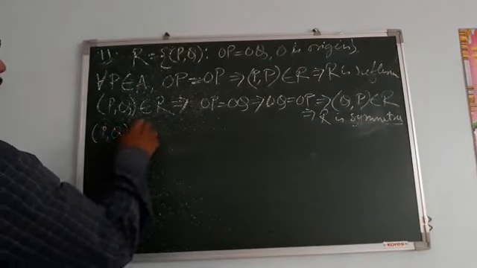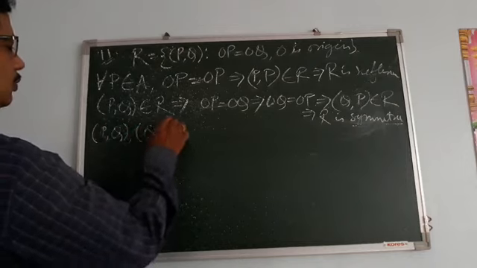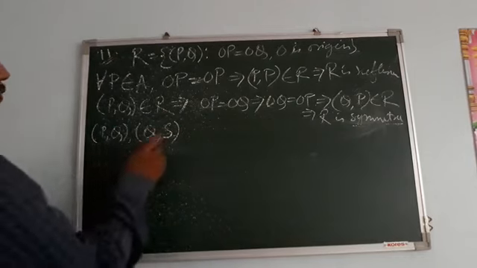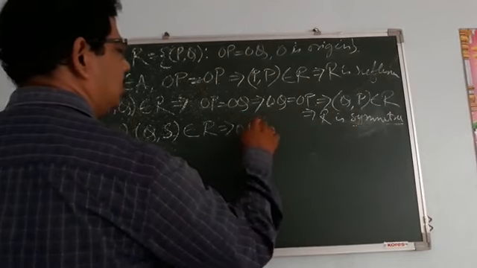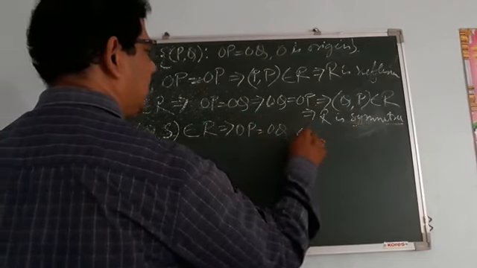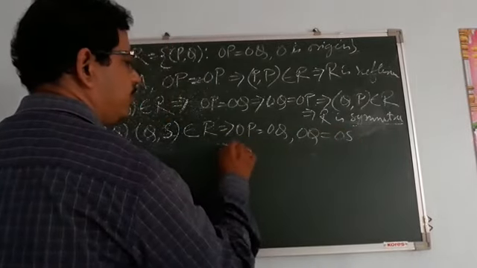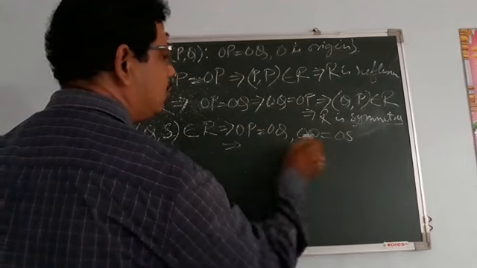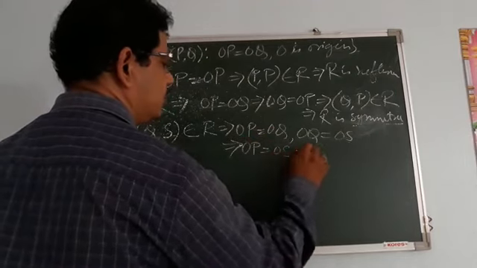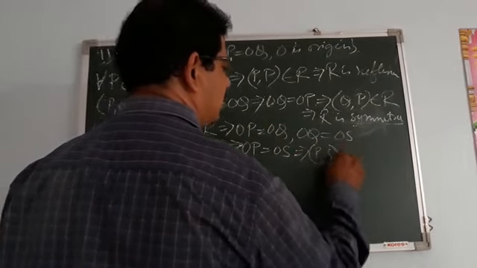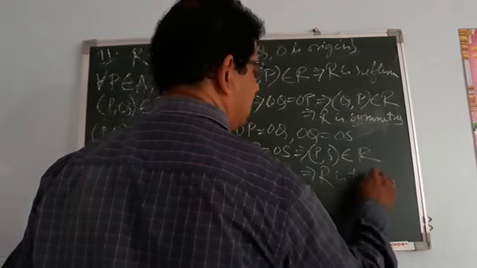Suppose (P,Q), (Q,S). So (P,Q), (Q,S) belongs to R, implies OP is equal to OQ, and for this one OQ is equal to OS. So OP is equal to OQ and OQ is equal to OS. So we can write OP is equal to OS. So implies (P,S) belongs to R. R is transitive.